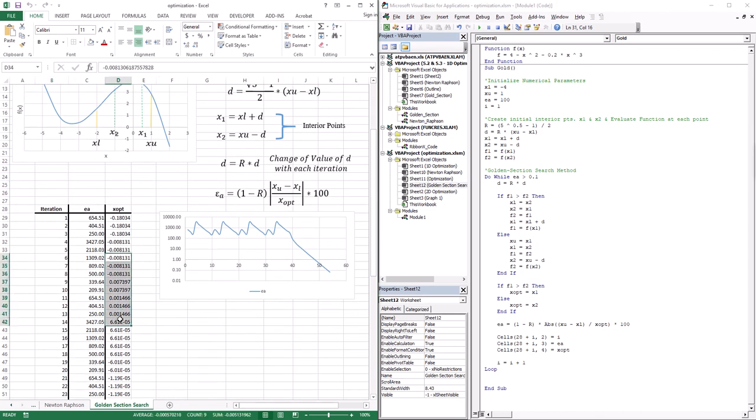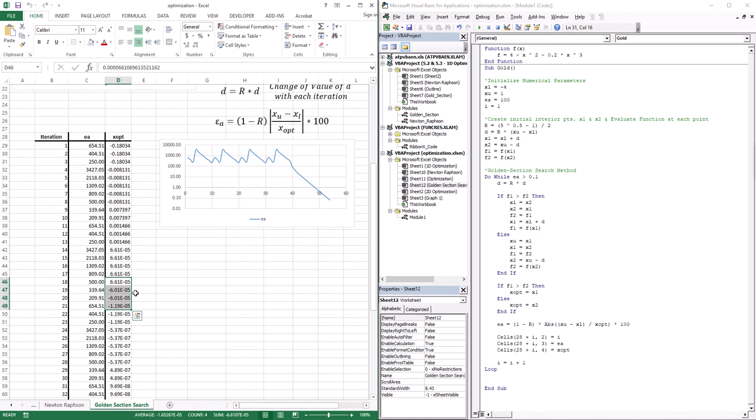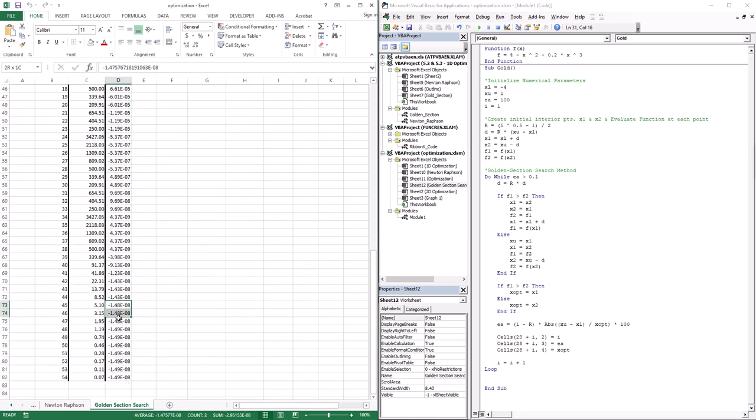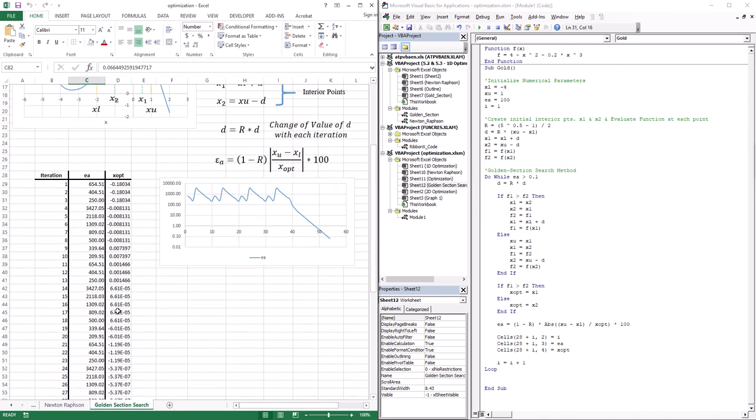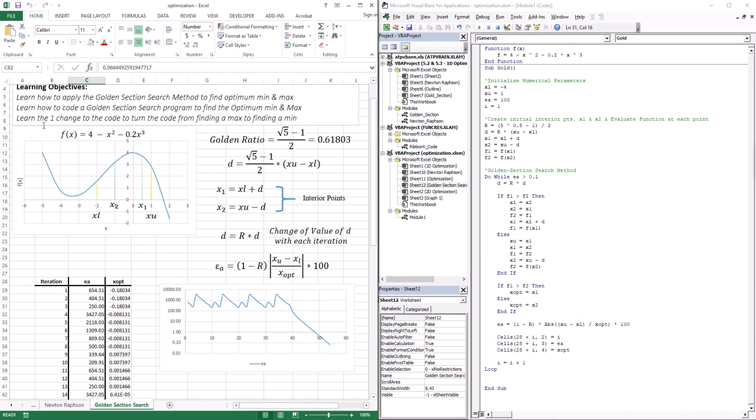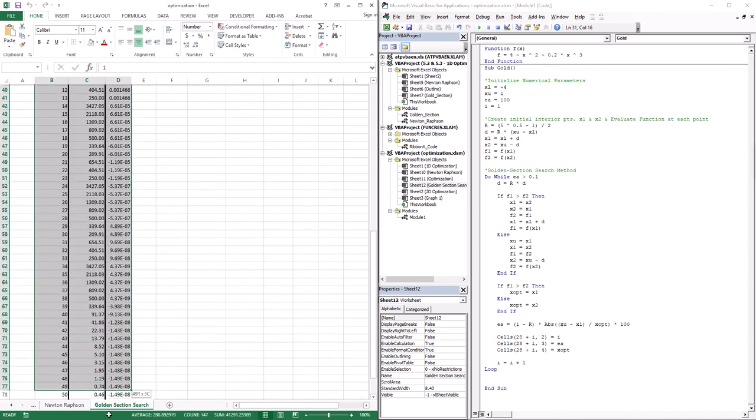So you can see here, very close to 0, but the estimates were farther apart from each other. That's why you have a very high percentage here. Until here, they became very, very close to each other, negative 1.48 times 10 to the negative 8. So all of this is very, very close to 0, and it rounds to 0 comfortably. And it took us 54 iterations to go below 0.1% error. Now you can see that we actually found the max, right? So at x equals 0, we have a max based on this code.